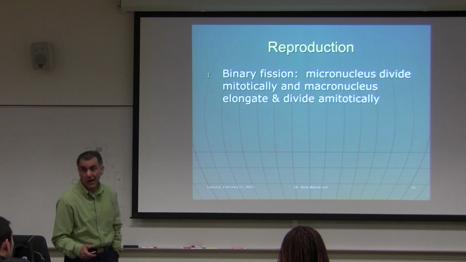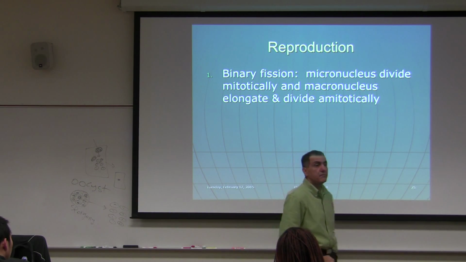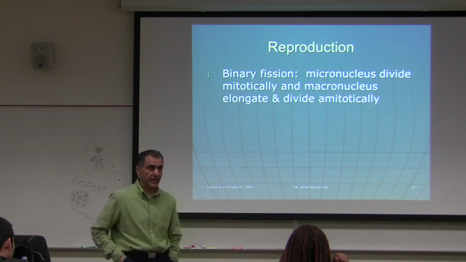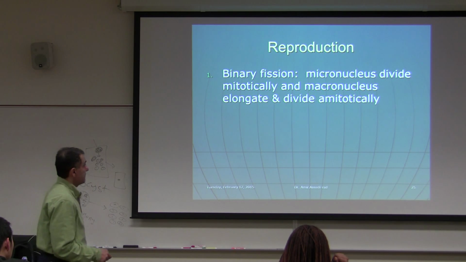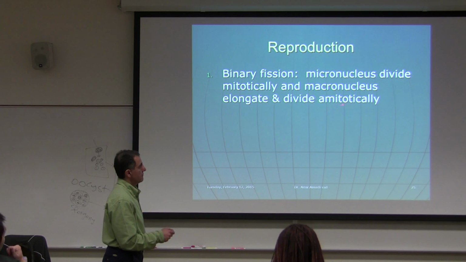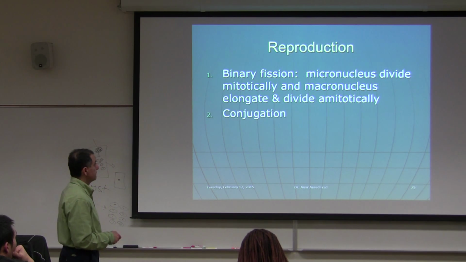Binary fission is possible, as Larry said it, so there are not too many of them. If a disease comes or some kind of natural disaster comes, they divide mitotically, and the macronucleus elongates and divides amitotically. A means not by mitosis.